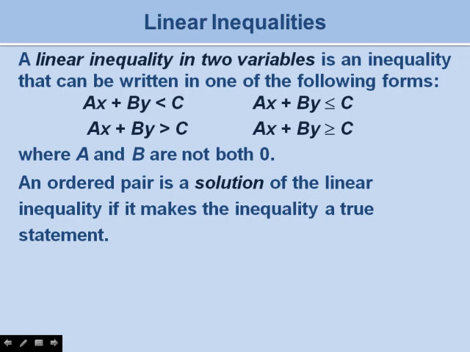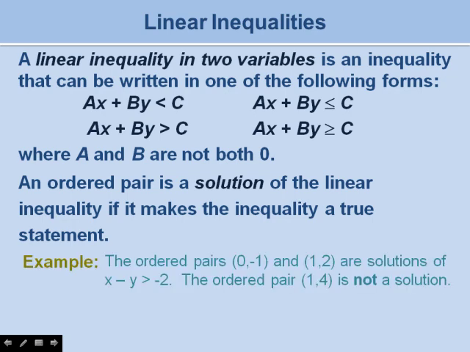Now an ordered pair would be a solution of a linear inequality just if it makes the inequality a true statement. So here's an example. In this one we have the linear inequality, x minus y is greater than -2, and we have three ordered pairs that we're looking at. The ordered pairs (0, -1) and (1, 2) are solutions, and the way we would know that is if we substituted those values in for the x and the y in our inequality.